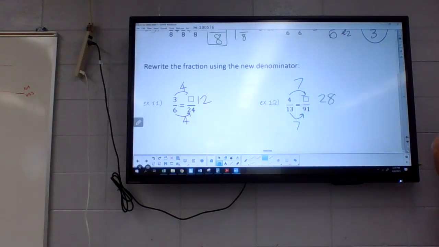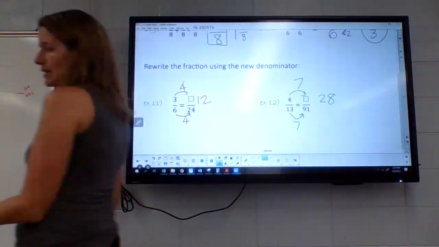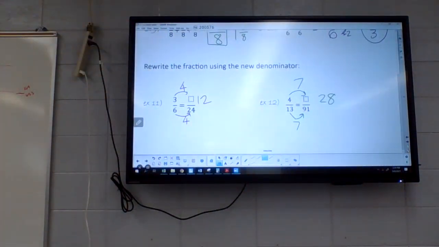So being able to rewrite those fractions and understanding that that's an equivalent fraction is a helpful thing as we talk about common denominators. And that's our last thing we're talking about here today. And then I'm going to give you guys time for homework.